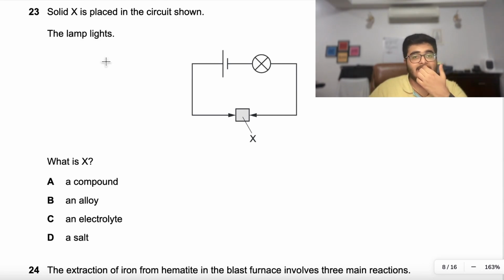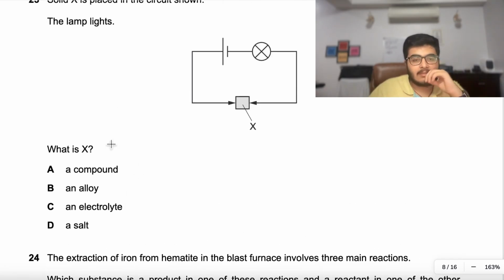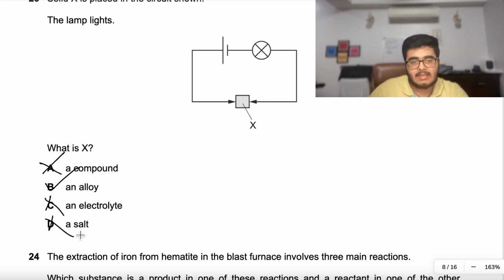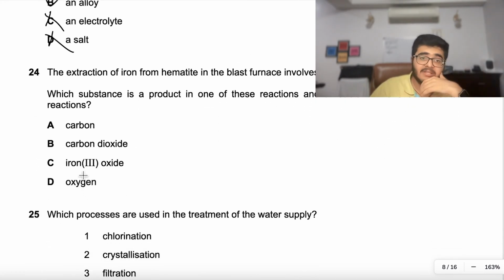Solid X is placed in the circuit shown, and the lamp lights. Okay, this is still chemistry. So the lamp lights, what is X? A compound? Not necessarily, not all compounds conduct electricity. An alloy does. An electrolyte, no. A salt, no. So the correct answer is A. A salt might if it is aqueous.